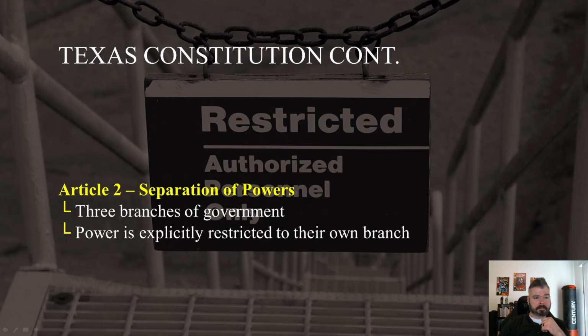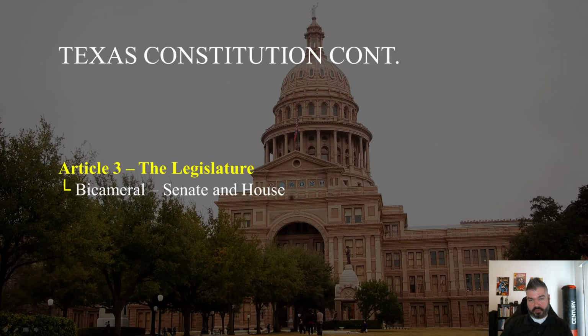Let's move on. So Article 3 of the Texas Constitution establishes the Texas legislature. And we have what's known as a bicameral legislature. That is to say that we have two separate houses, two separate groups within the Texas legislature. We have the Texas House and we have the Texas Senate. Okay, this is our bicameral legislature.